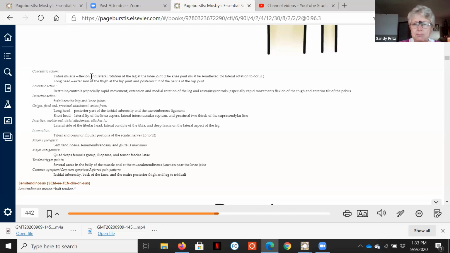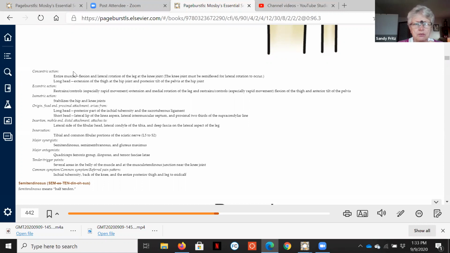So we know that this is the prime mover. Now, when this muscle is acting eccentrically, it's going to control both the rotation and extension at the knee. So just the opposite. And if it's operating isometrically, it is producing stabilization. So that's where the tone increases, but it does not produce movement.